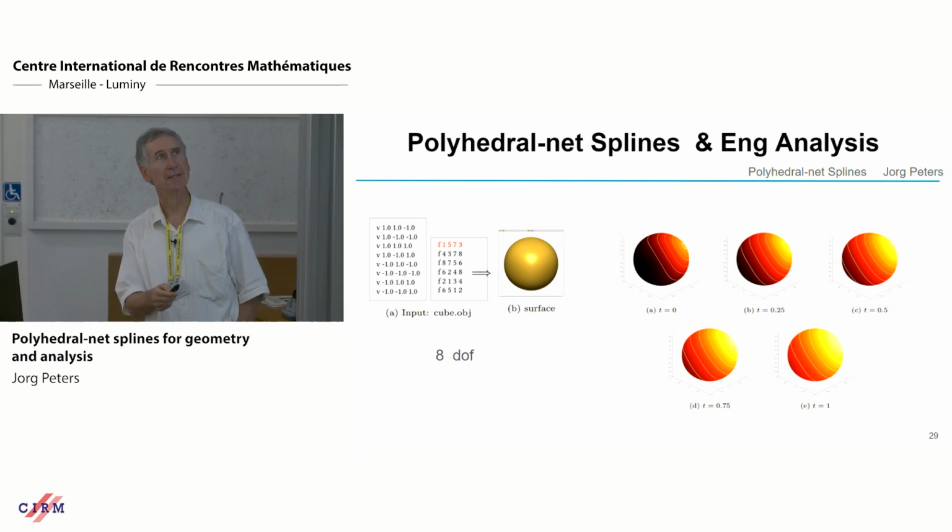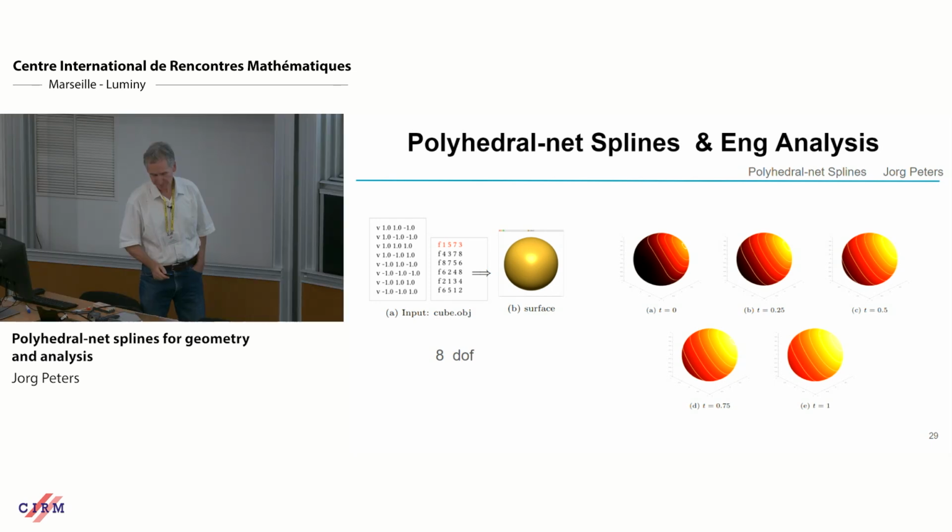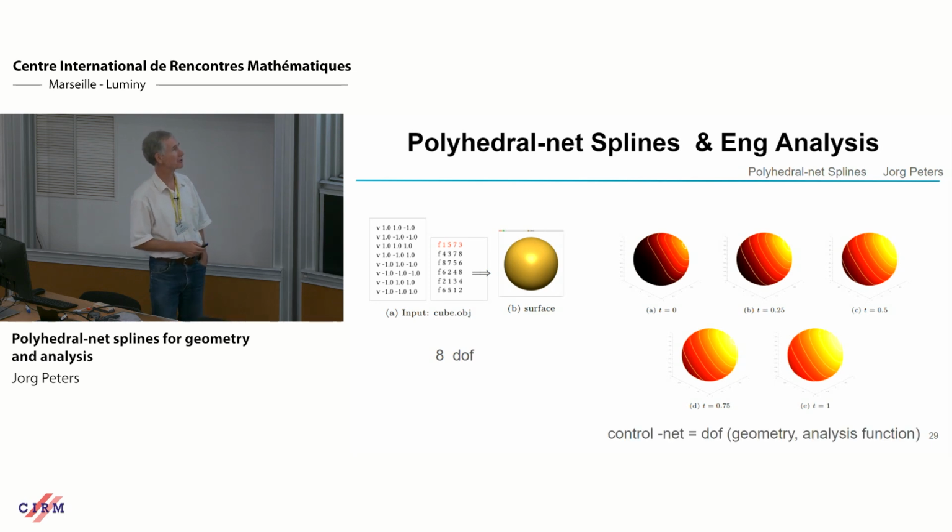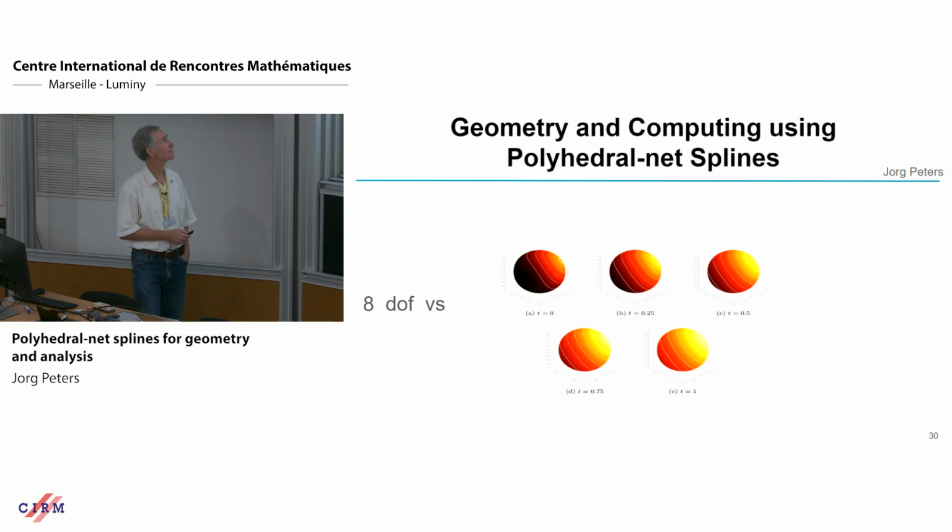And so each time I solve, I probably did this in steps of 0.01 or something like that. It's of course blindingly fast because it has only an 8 by 8 matrix. So the control net is the degrees of freedom, is the geometry, is the analysis function.